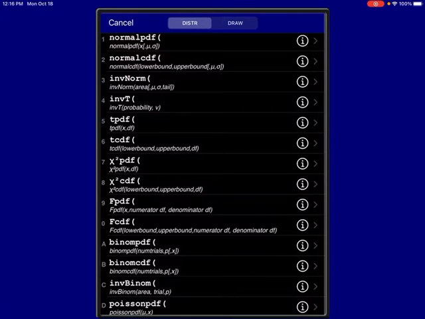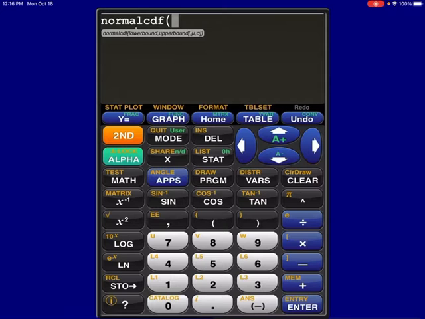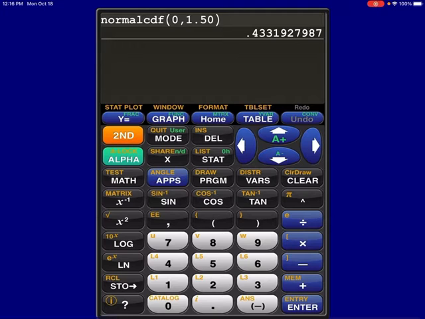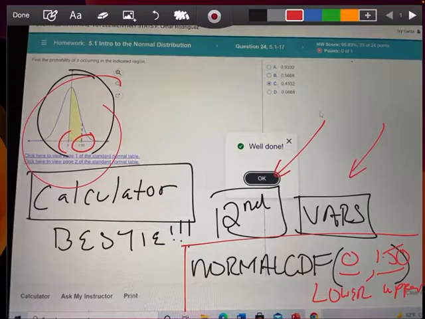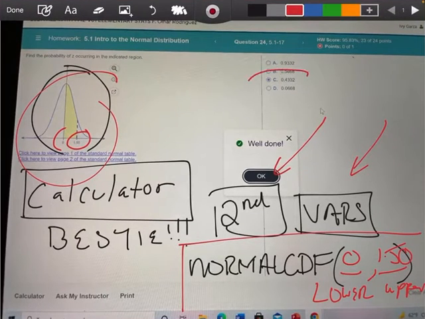Okay, so we're going to go second, VARS, normal CDF. Look, y'all, it's the second one. And do you see how it says lower bound, upper bound? And then it has that mu and sigma. We don't have to worry so much about the mu and sigma, but the lower bound, upper bound, we are going to enter in. So we had 0, comma, 1.50. We could just put 1.5, right? And then we're going to hit enter, and we're coming up with 0.4332. I would round that 1 to a 2, since the number directly to the right of it is a 9. So 0.4332, and if you notice, that's what the student entered in, and they got it right.